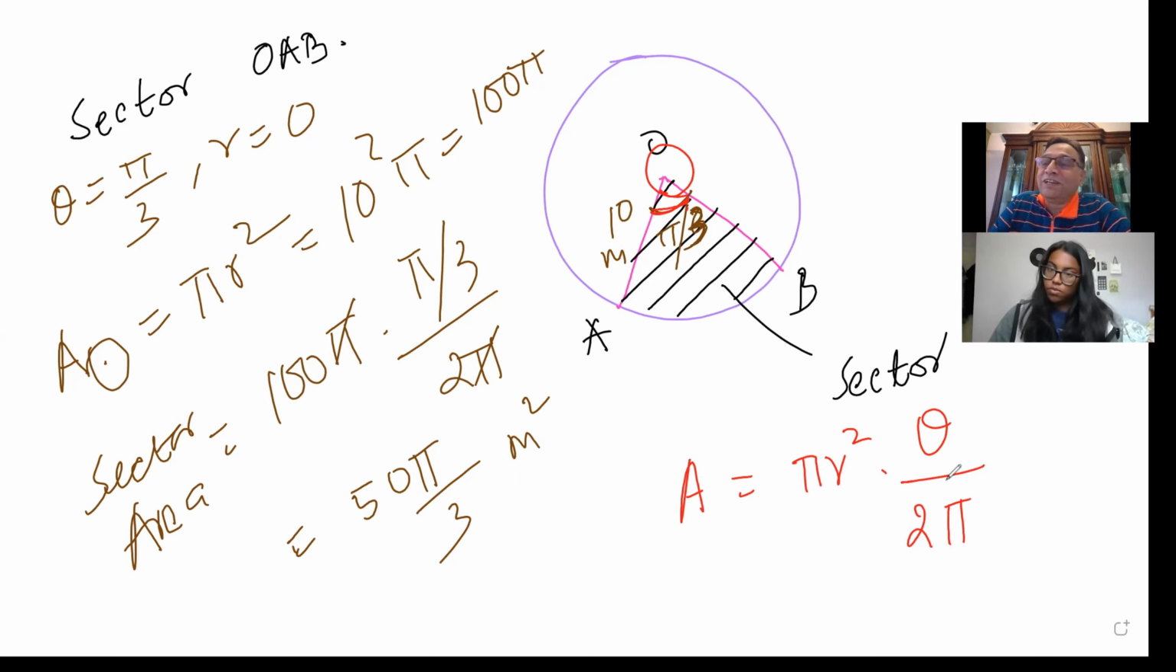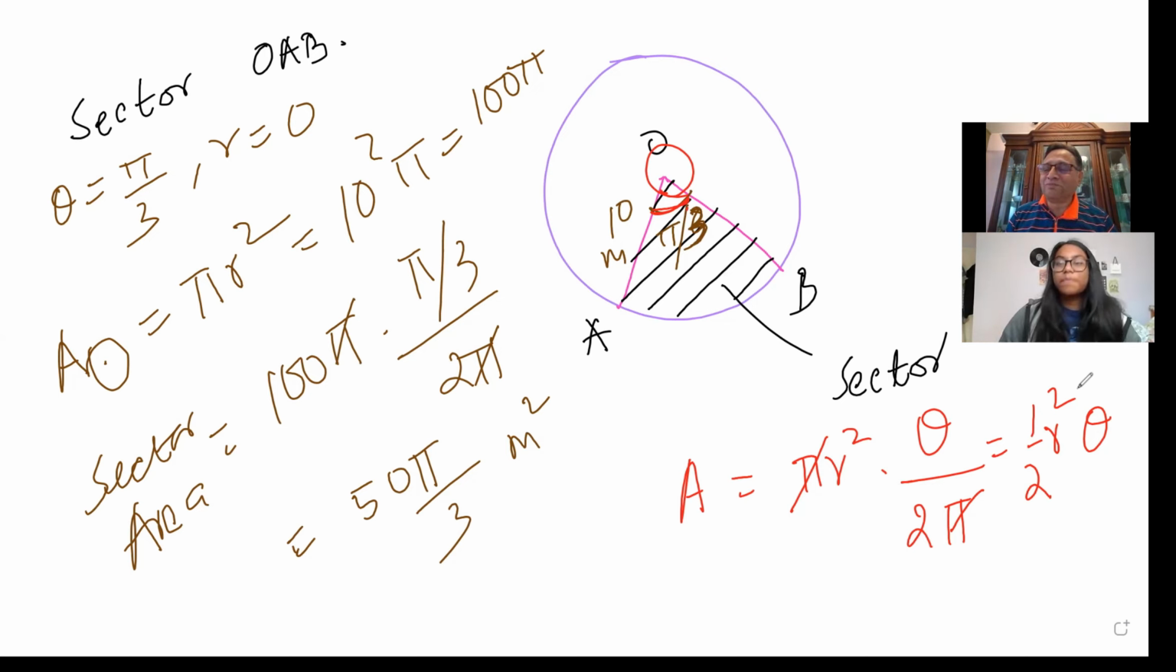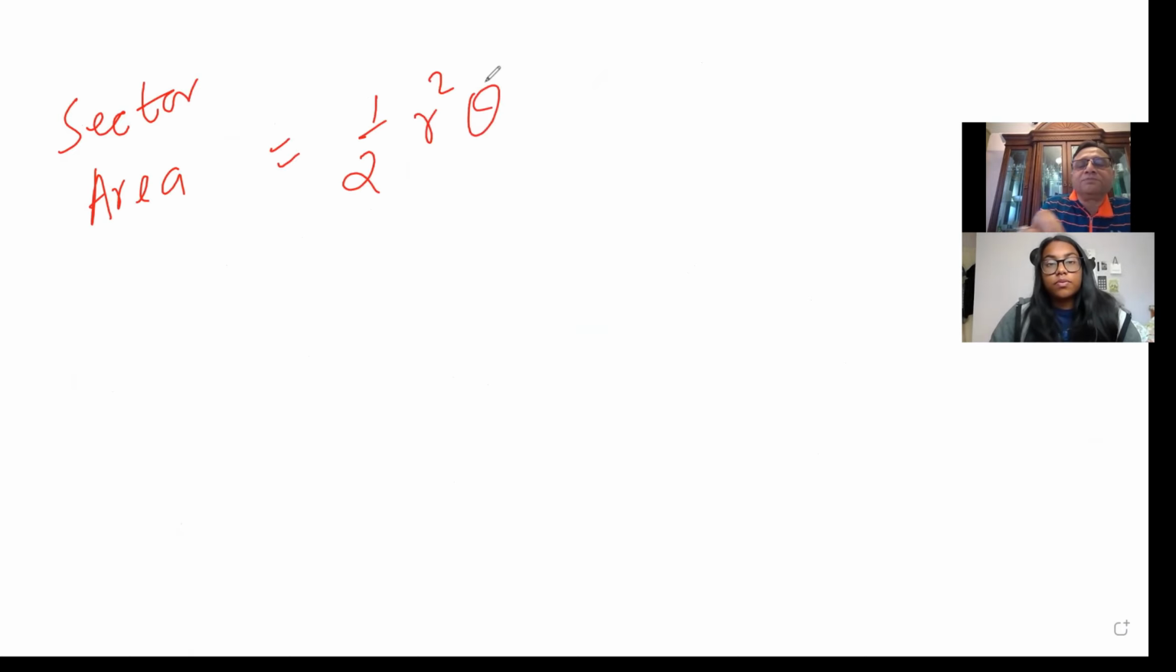Does it make sense for any given angle? Yeah. And clearly, pi and pi cancel. So half r square theta is my formula. How easy it is. Do you see how mathematics is so simple with this radian measurement? Half r square theta. So we found the sector area equals half r square theta, when theta is the angle.